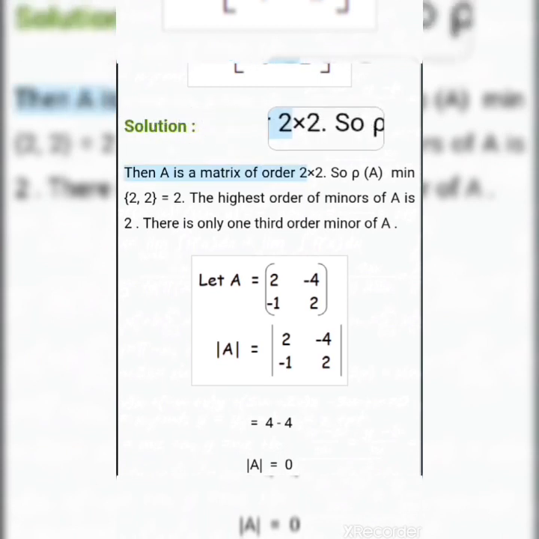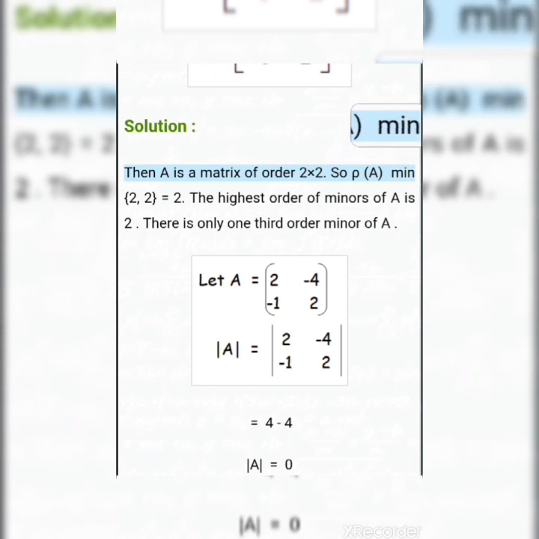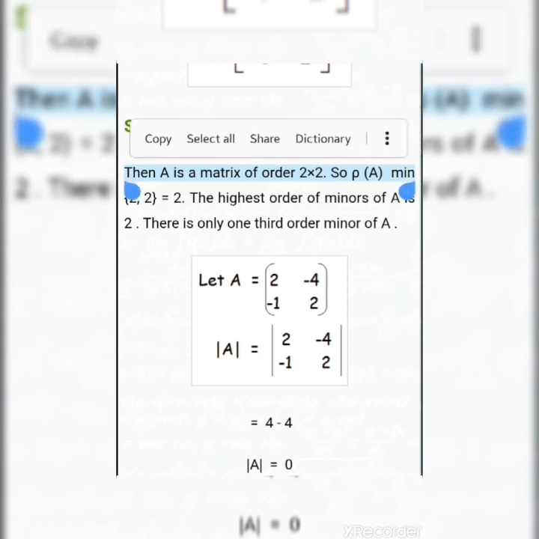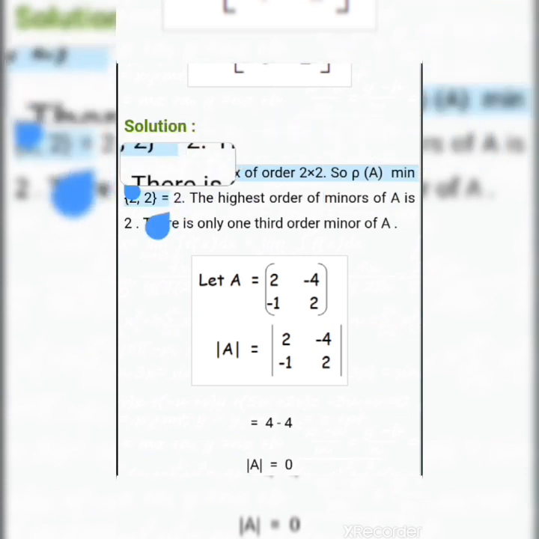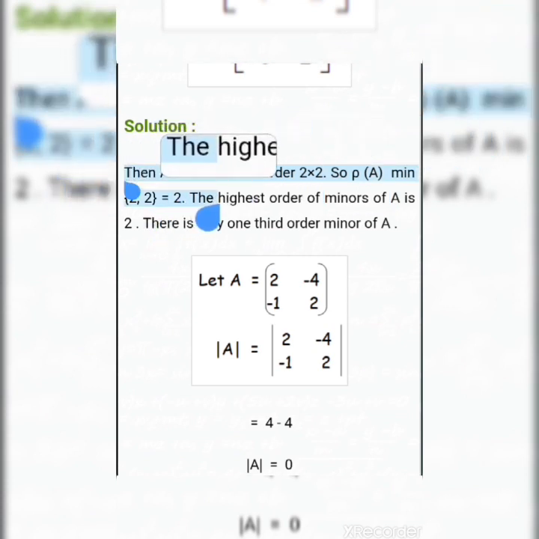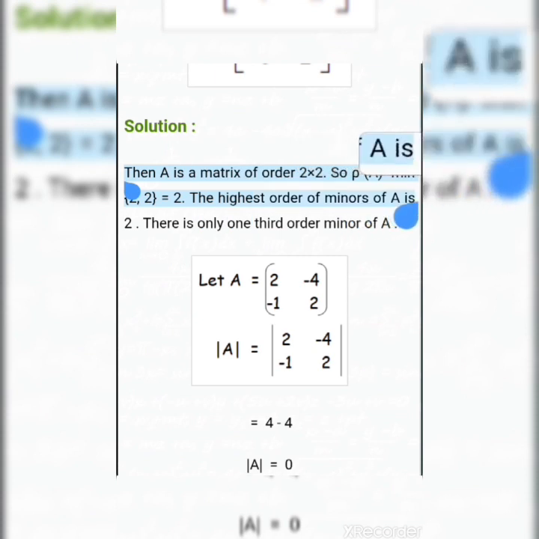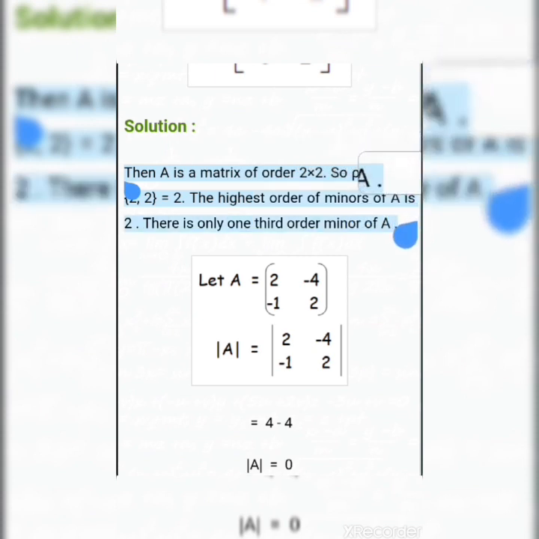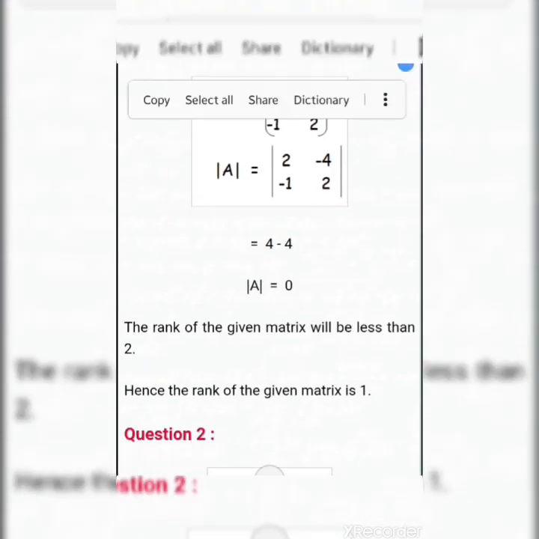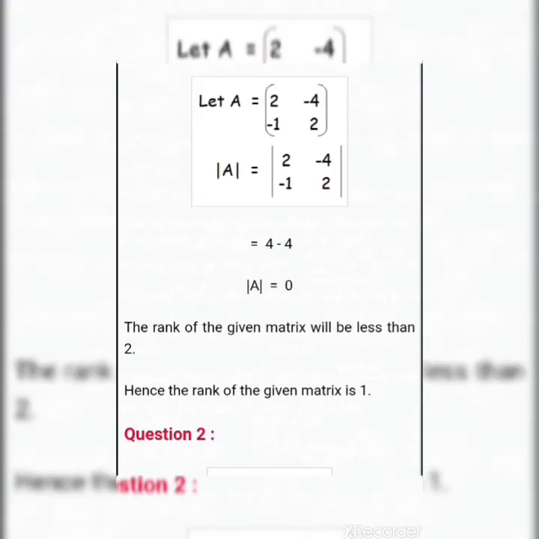then A is a matrix of order 2 by 2, so rank of A is less than or equal to minimum of 2 comma 2, equal to 2. The order of the matrix is 2 comma 2, so that minimum value is 2. The highest order of the matrix A is 2. There is only one such order. So A is a square matrix of order 2, the determinant of A is 2 minus 4, minus 1 2.